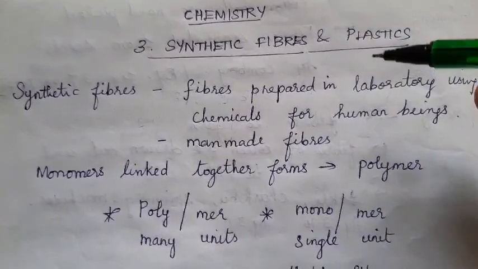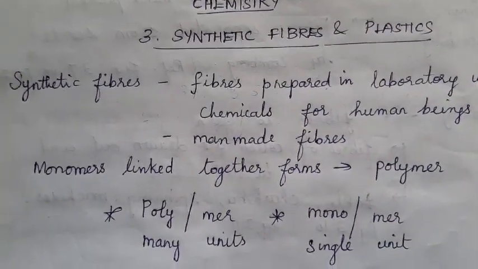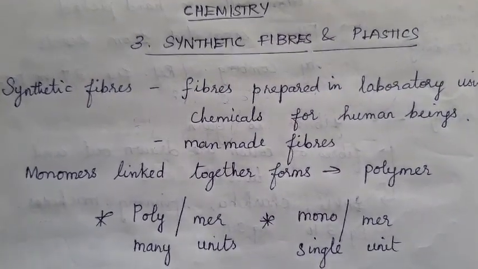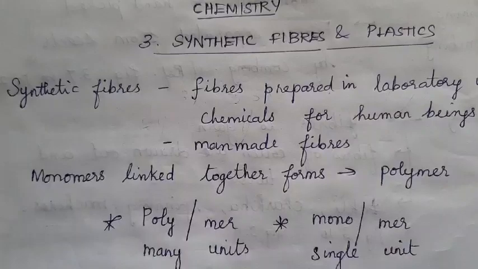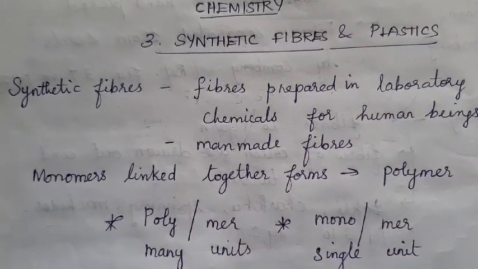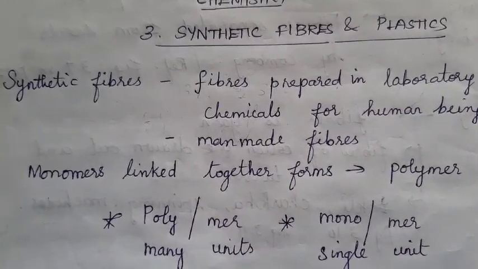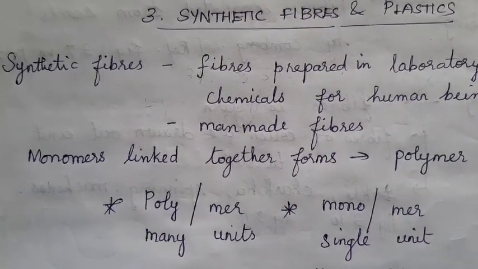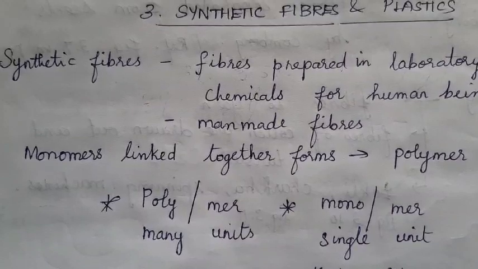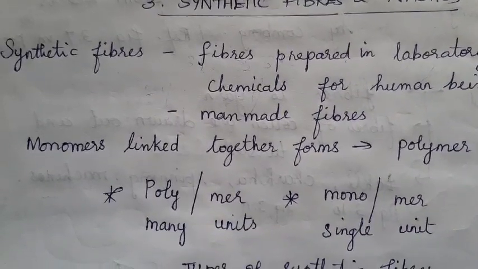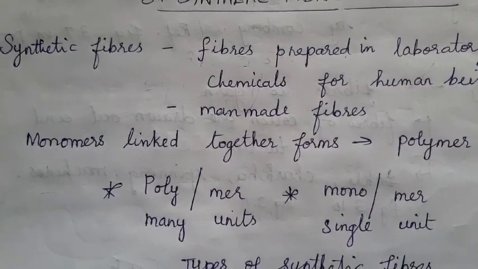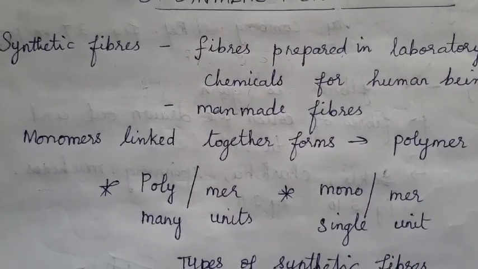So, last week we saw the chapter synthetic fibers and plastics. I know that you are learning about the fibers from grade 6, right? You know that there are two types of fibers, natural fiber and synthetic fibers. Up to grade 7, you were learning in detail about the natural fibers from the plant source and animal sources. Plant source will include cotton and jute. Animal sources will include wool and silk.